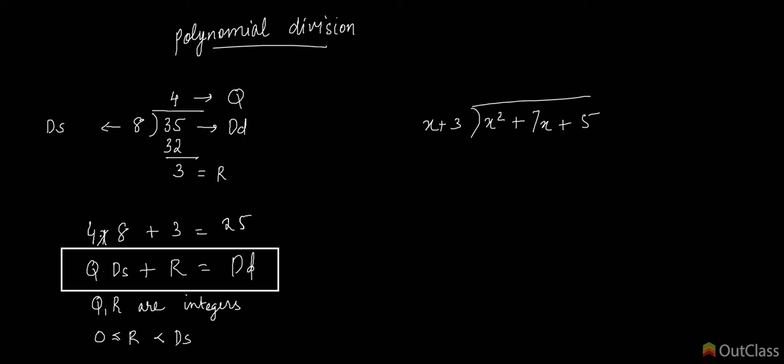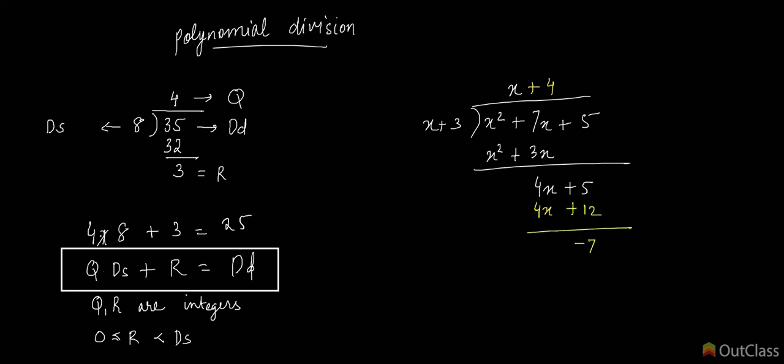We'll do the process. So how many x's will fit into an x square? X's will fit into it. X into x is x square, x into 3 is 3x, and when you subtract that, what you're left with is 7x minus 3x, 4x plus 5. How many x's will fit into a 4x? 4 x's will fit into it, so that's plus 4, and then we do 4 into x is 4x, we do 4 into 3 is 12, and when we subtract you get minus 7.